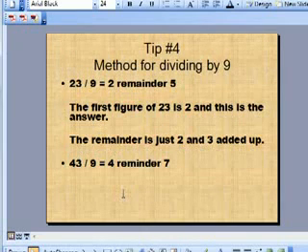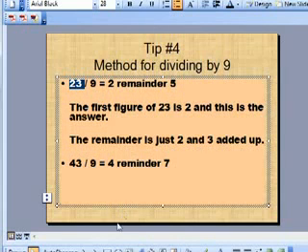Now we'll move to the next tip, method for dividing a number by 9. Take an example, 23 by 9. So the answer is 2 remainder 5. So how do we get that? The easy way is that the first figure of 23 is 2. So this is the answer, and the remainder is just 2 plus 3.